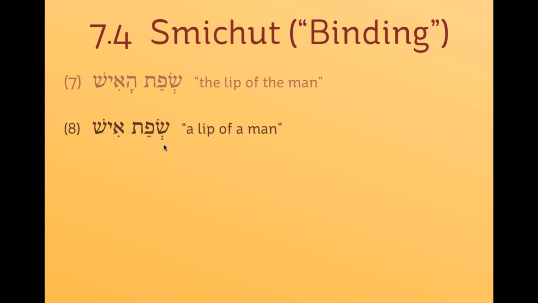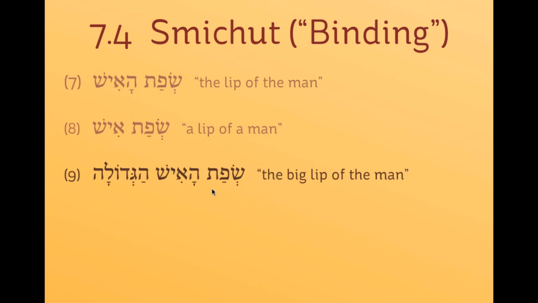Number 8, sefat ish. And this shows you ish is indefinite, so safa is also indefinite in translation. A lip of a man. And you may wonder, well, can you ever say in Hebrew a lip of the man? So a mismatch in definiteness? The answer is yes, but you can't use a smichut phrase construction to do that. Because remember, smichut binds two words as if they're one word, and like one word, it's either definite or indefinite.